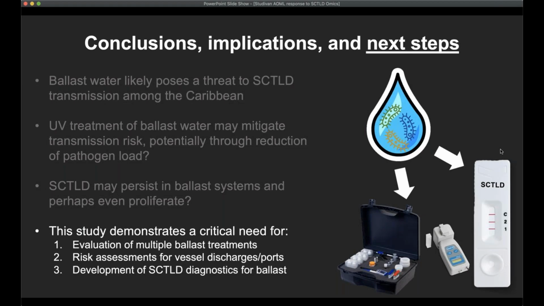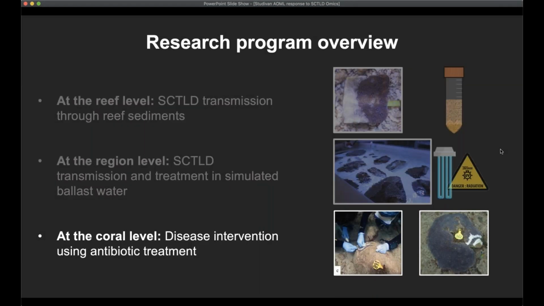And finally, from some of the microbial data that we'll be generating from this study, as well as from some field data that we are suggesting needs to be collected, we need to develop an SCTLD diagnostic for ballast water systems. In a perfect world, I think of an indicator test kit, just like we have our rapid COVID test, that you dip into a ballast water tank and it tells you, yes, this water has been exposed to SCTLD, or no, it hasn't. This would be the ultimate goal and would allow us to rapidly assess the spread of disease throughout the Caribbean.